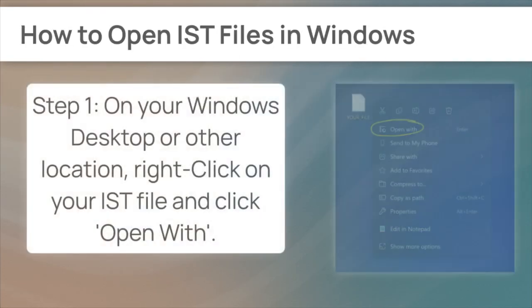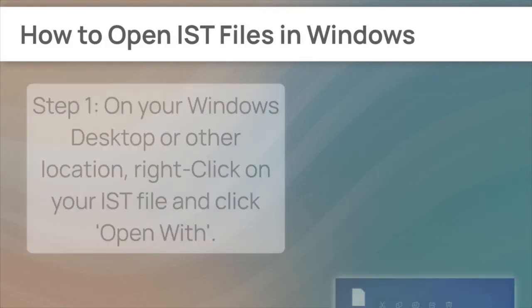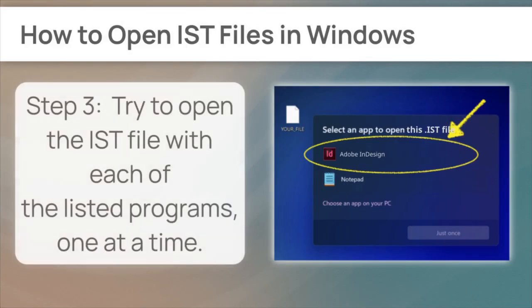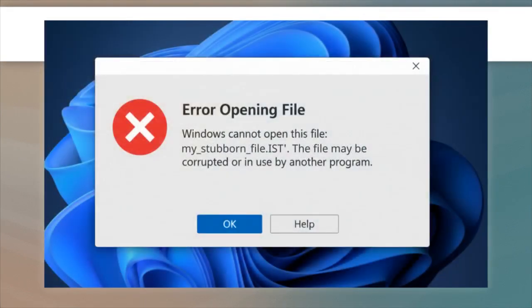Your first step toward a working file: right-click the IST file and select Open With. If Adobe InDesign is on your system, try that first. If not, try another option immediately. Testing is key. If you cannot access the IST file, no problem.